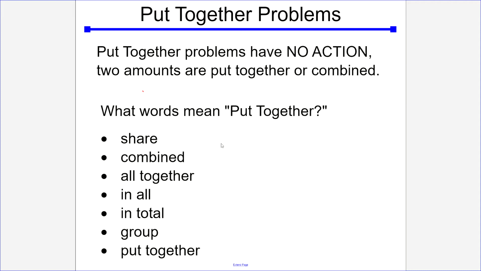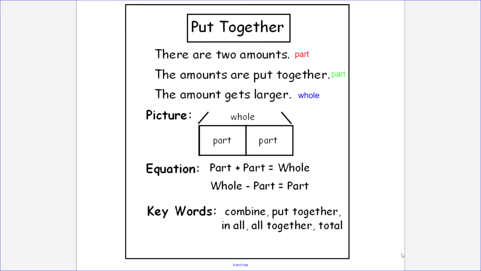Some other words that mean put together are share, combine, all together, in all, in total, group, or put together. These words all can be clues that tell us a problem is a put-together problem. If there's no action and instead the 2 amounts are shared or combined or put all together, it is a put-together problem.